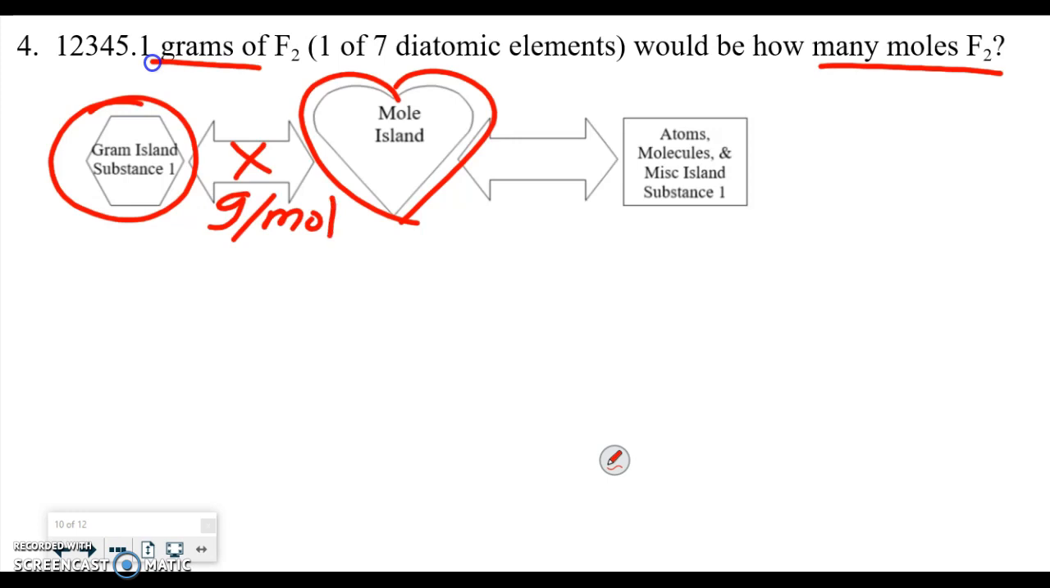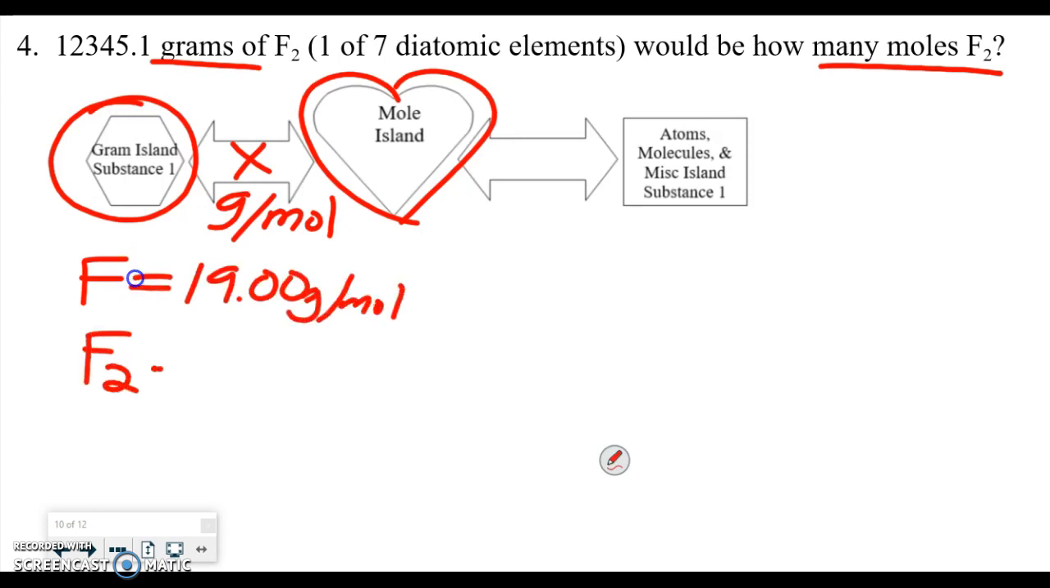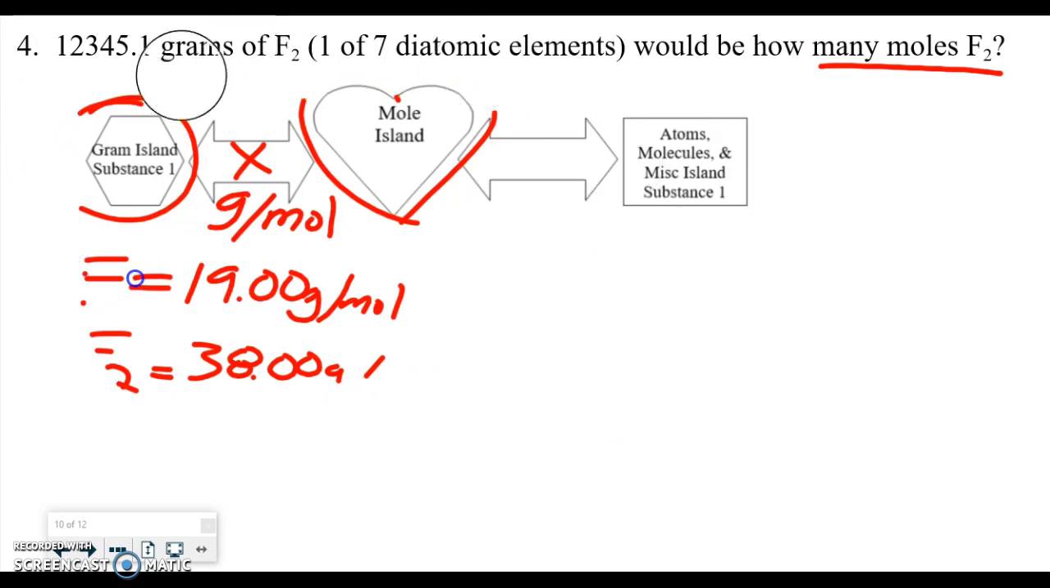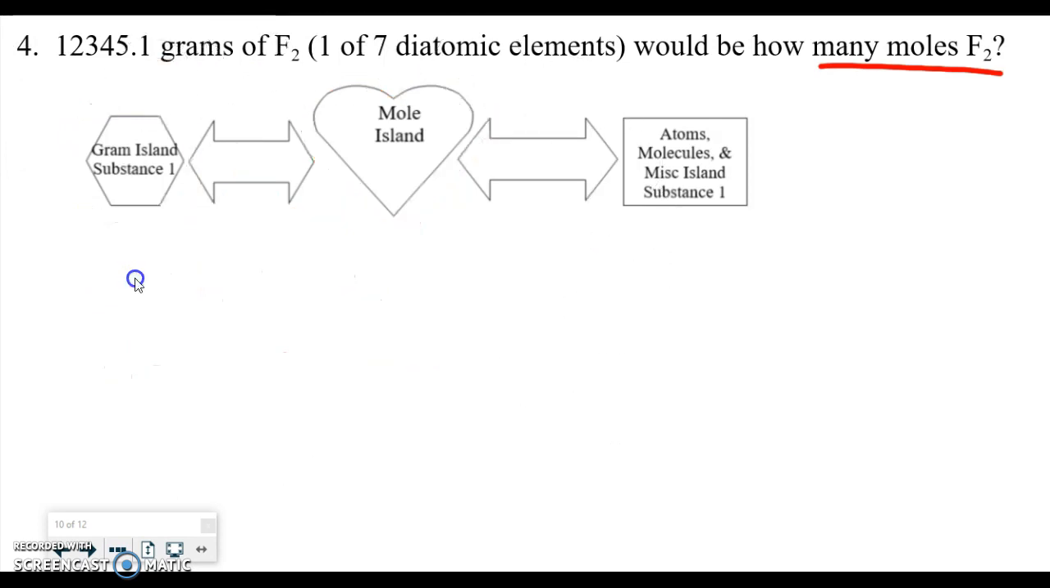A couple things we need to figure out before we do this. We have fluorine, which has a mass of 19.00 grams per mole. But in this problem, we have F2, so that's going to be 38.00 grams per mole. So we'll be using that number today as we're doing some of our calculations. So I'm going to erase this, and we'll get started with the problem.